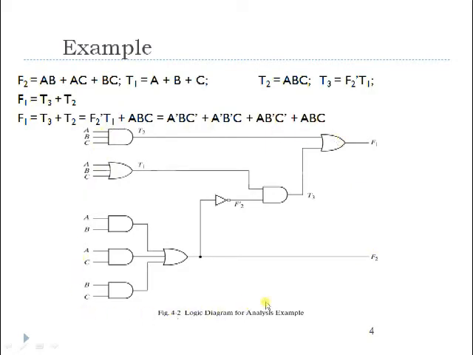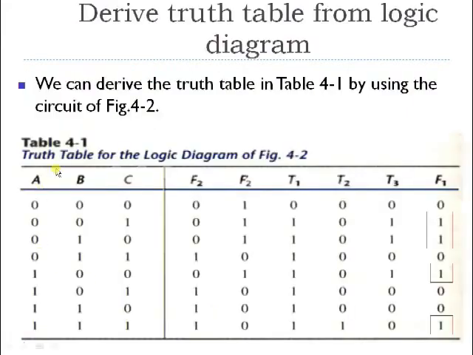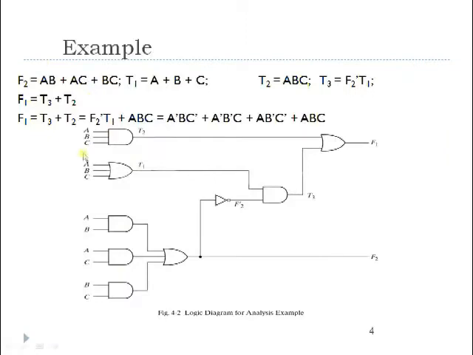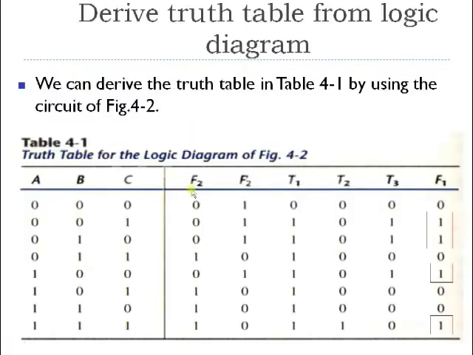Now let us take an example. We can derive the truth table. For the above function I have derived the truth table, that is F2, T1, T2, T3 and then F1. Now I have to plot all these ones, or else all these minterms, on the K-map for reducing the expression.